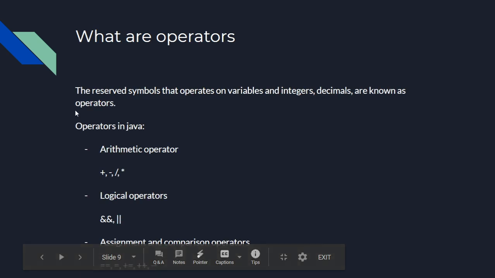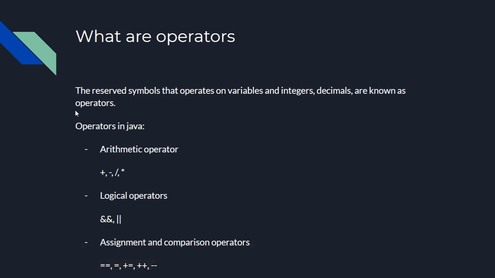So first of all, what are operators? Operators are reserved symbols that operate on variables and integers, decimals; I mean it works on all numerical values as well as variables. It also works on strings, but the behavior is different, as in polymorphism. So operators are polymorphic so that they can work with different types of data. If you are using strings, it will join two strings. So this is how the operators work.